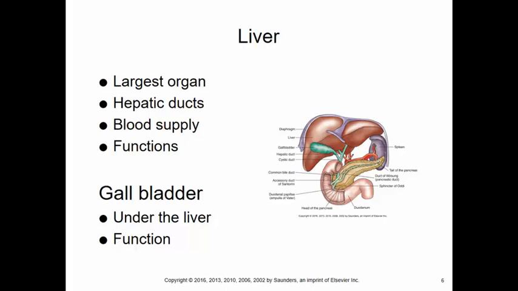Metabolism, the liver metabolizes proteins. So the liver breaks down amino acids to remove ammonia and then convert it to urea, which is excreted by the kidneys. It breaks down plasma proteins and synthesizes plasma proteins, including albumin, prothrombin, and fibrinogen. The liver also metabolizes carbohydrates, and that involves the storing and releasing of glycogen.